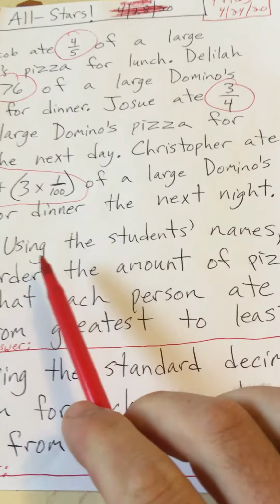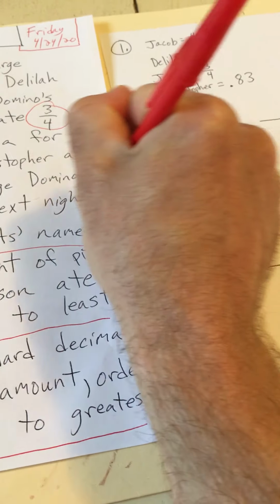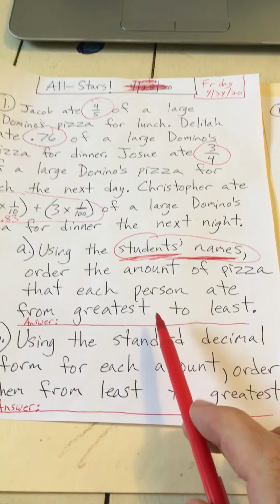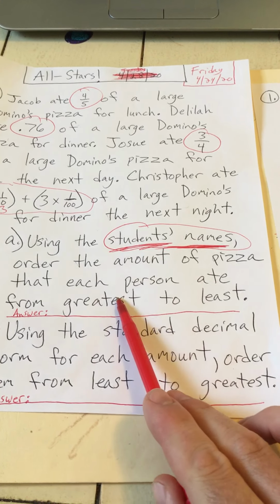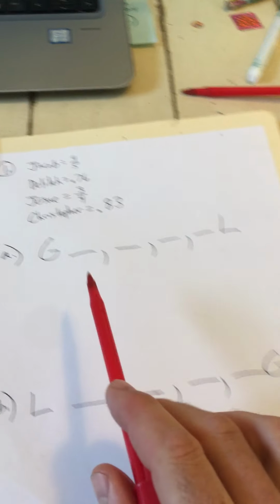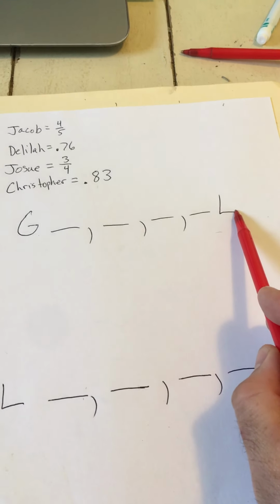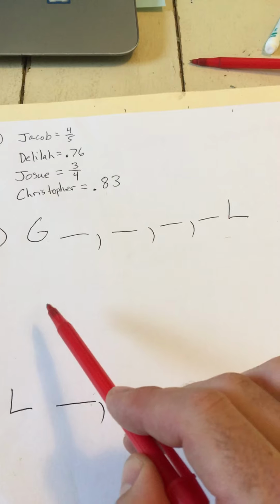Okay. So part A, we got to remember to use the students' names. Can't forget that. So I'm going to really underline it to make sure that I don't forget that. Order the amount of pizza each person ate from greatest to least. So to help myself make sure that I don't put it in the wrong order, I put greatest to least. And I put 4 spaces for the 4 kids' names. Can't forget that.